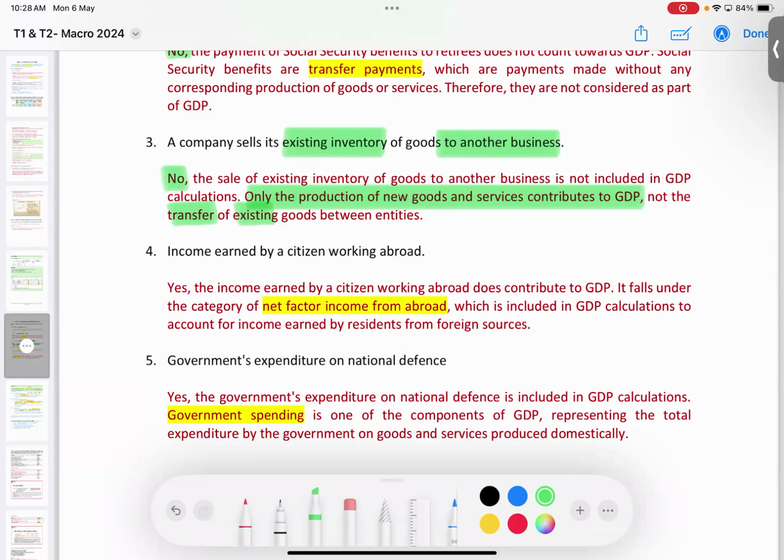Remember, we said that when we talk about the income approach, that means we record all the incomes of our factors of production, which are land, labor, capital, and entrepreneurs. You are Malaysian, so although you are not in Malaysia, you work in the UK or Singapore, you do have income. That is also recorded under the income approach. So yes, it does contribute to GDP. It falls under the category of net factor income from abroad, one of the components under the income approach.